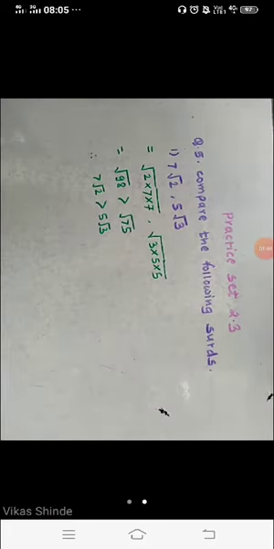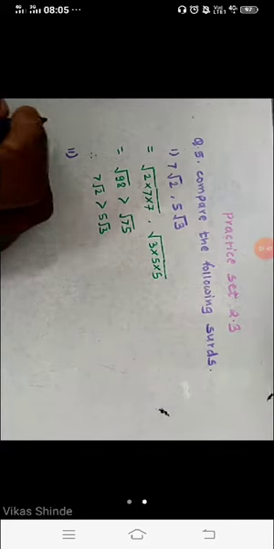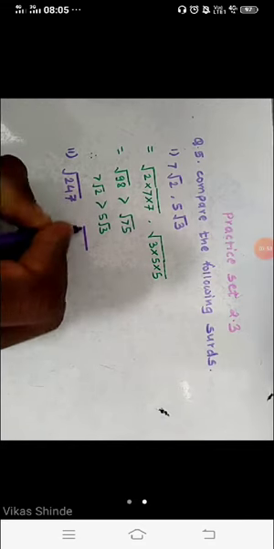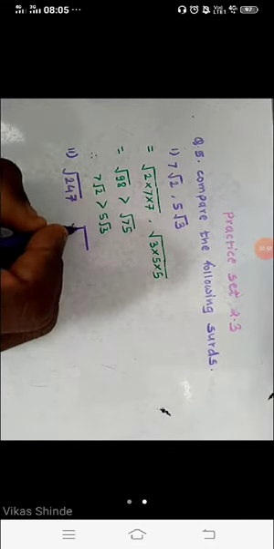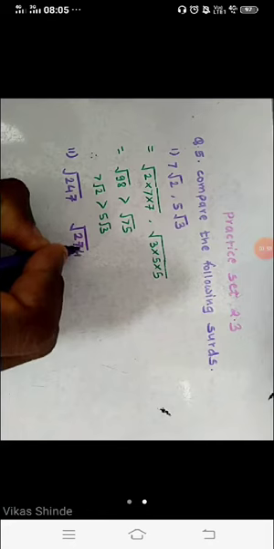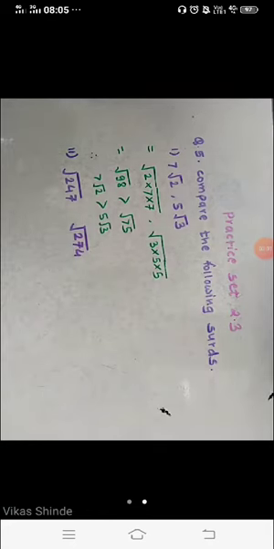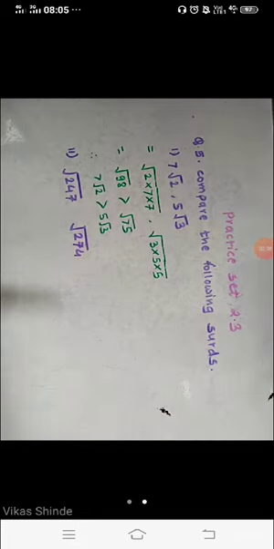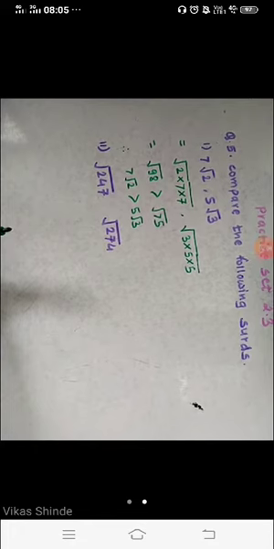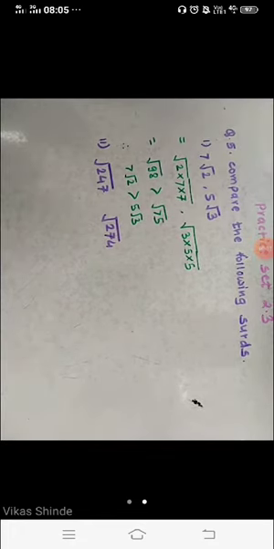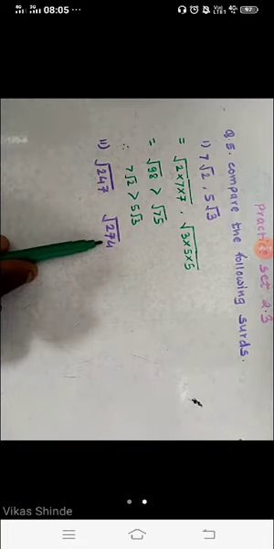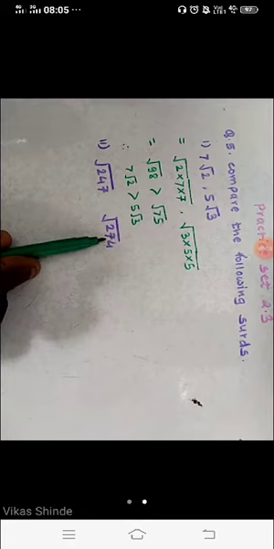Now the second question: under root of 247 and under root of 274. Look student, if you observe, in both these surds the order is 2 and 2, means both of these surds are like surds. Now we can easily compare from the given radicals. Here is 247 and here is 274, so directly 274 is greater.